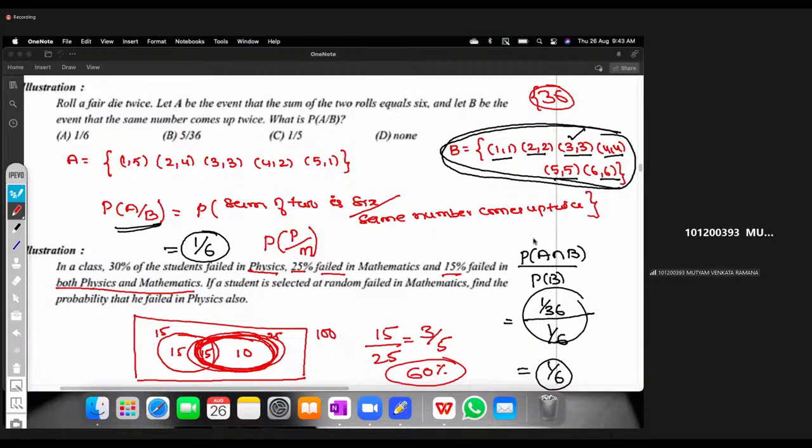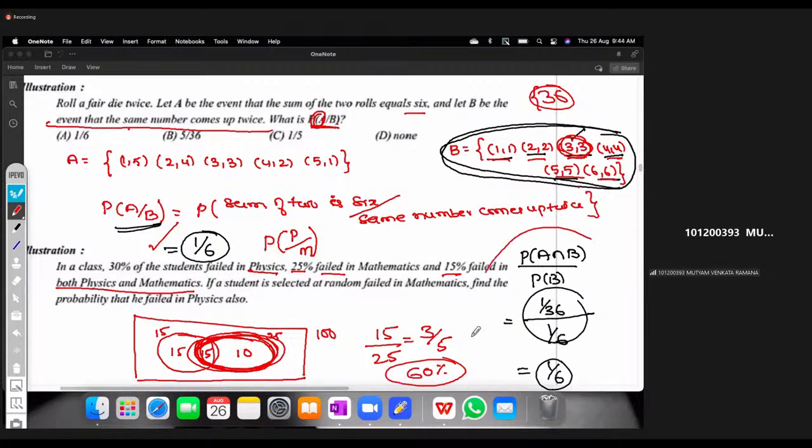Sir, can you explain question 1? Confused? No, if you switch on the mic, tell me where you have the confusion. I clearly explained. What is this one? Probability of A given B. That means I knew that the same number appears twice. So these are the 6 possibilities. Out of these 6 possibilities, what is our sum? Should be 6. So only one is favorable. 1 out of 6, I wrote this one.